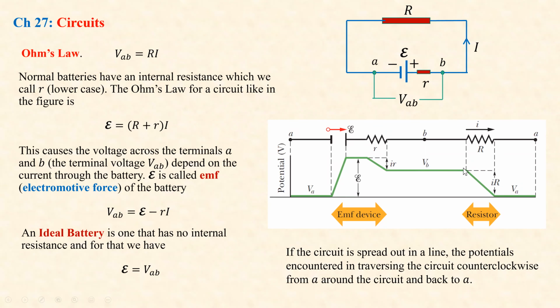So here we have VB, and all the way from here to here, VB is constant because these connecting wires are ideal conductors. And then passing through the resistor, the potential drops by I times capital R, and then we are back to potential of A. All right, so this is just looking at the simple circuit.